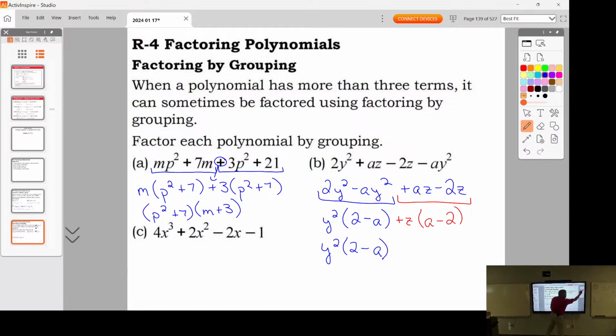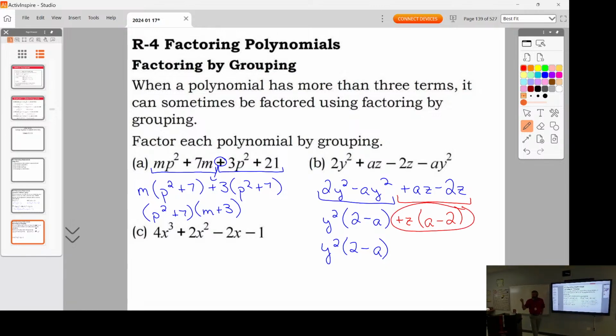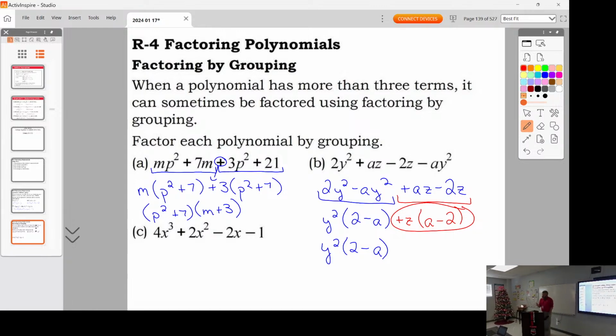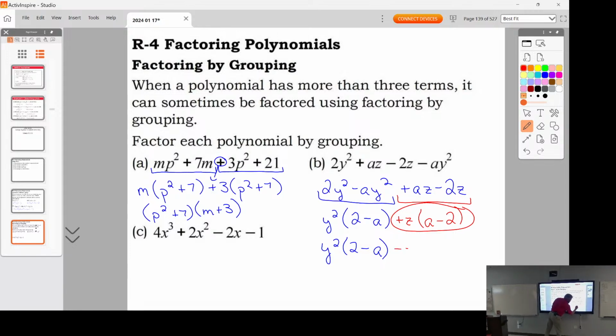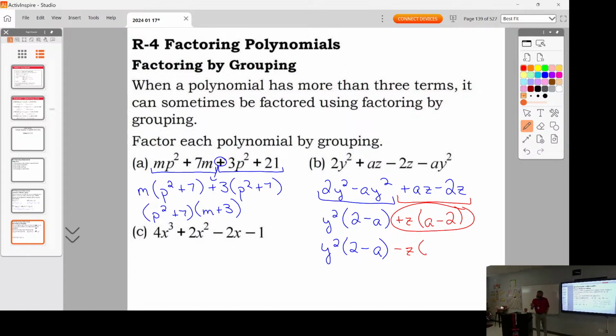Okay. So if I took a -1 out of that a minus 2, there's already a z there. So that z would become a -z. Right? And if I factor out, remember factoring means divide. If I divide each of those terms by -1, what is a divided by -1? -a. What is -2 divided by -1? +2. So I end up with 2 minus a.